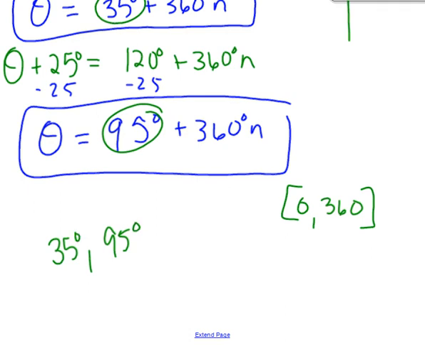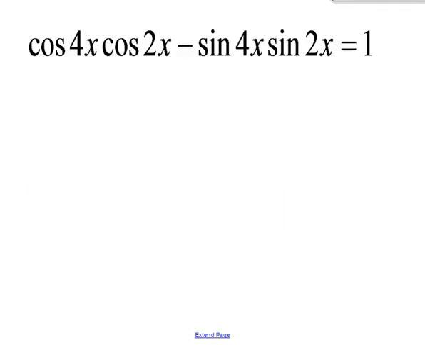All right, let's look at one more. So we have cosine of 4x, cosine of 2x, and sine of 4x, sine of 2x. Now that cosines are both in the front and sines are in the back, you know it's going to be the cosine properties. So you can see this is going to be cosine of A, cosine of B, minus, sorry, sine of A, sine of B.